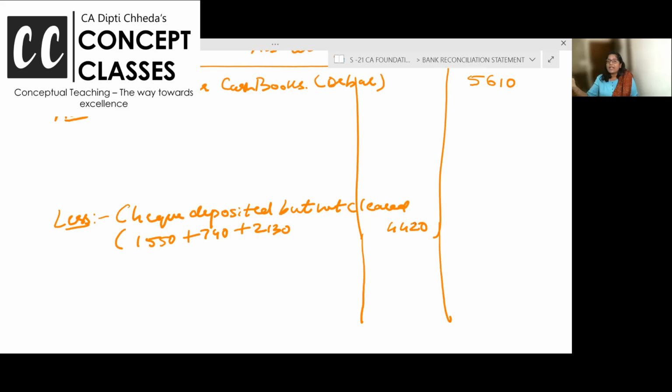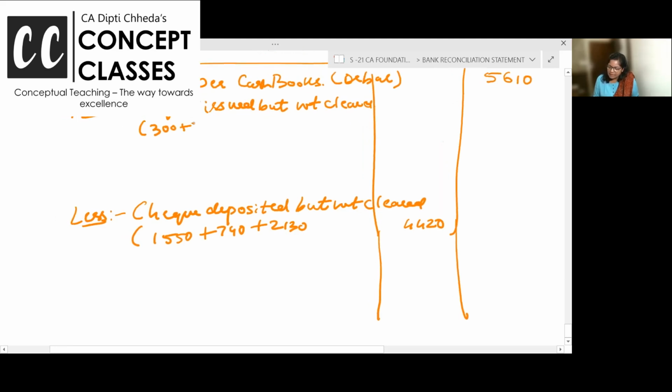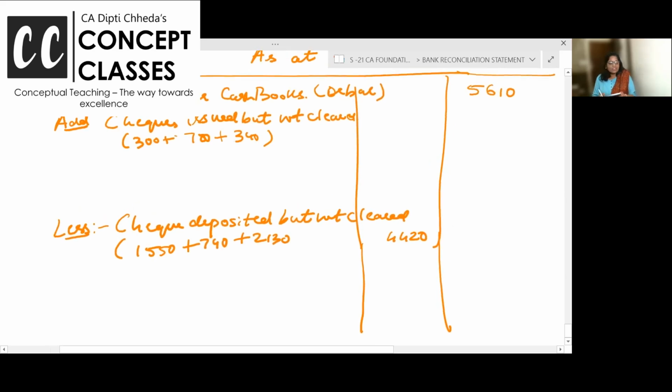Chalo. Now credit side. When I issued the check, I credit. So now debit. Checks issued but not cleared for present date for payment or anything. What all checks I have issued? Kumari 300. Then we have Ramdas 780. Then we have Bansal 340. That's it. These are the 3 checks.